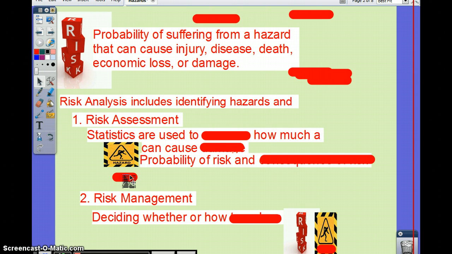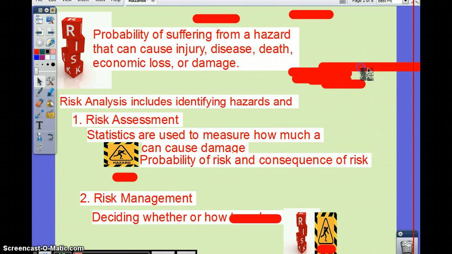So statistics are used to measure how much a hazard can cause damage. The word hazard is there as a little icon. So if they use statistics to measure how much a hazard can cause damage, that's kind of assessing the risk. And the probability of risk and the consequence of the risk is something else they look at. When you talk about risk management, you're talking about how we can reduce the risk or the hazard.